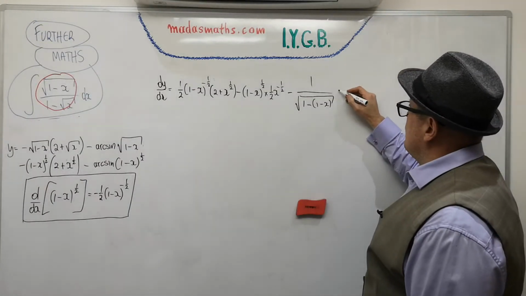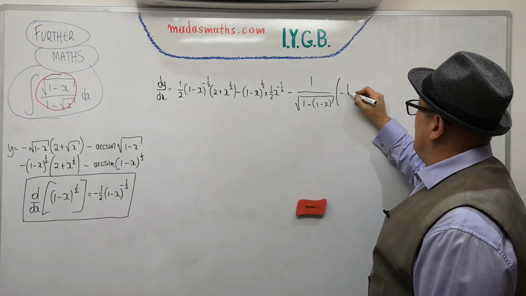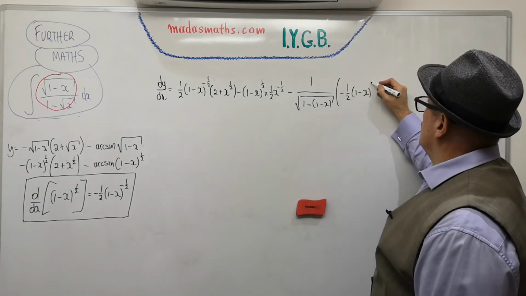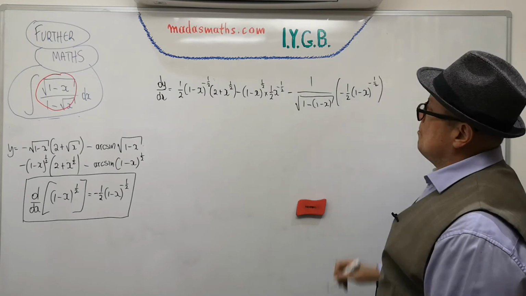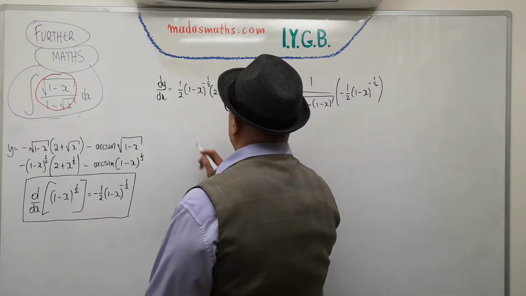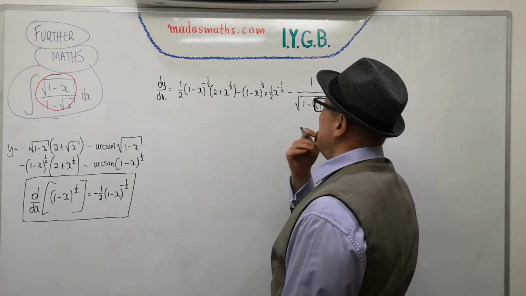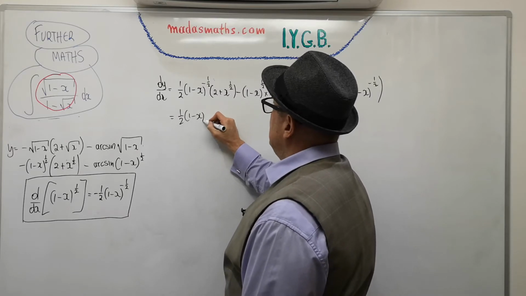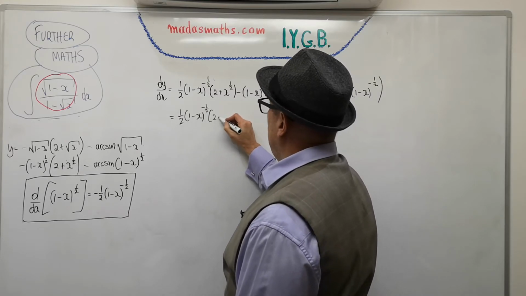Careful, because you're going to have to use a bracket. Minus a half, 1 minus x to the power of minus a half, close bracket. So now we need to do a few tidies. Okay, what can we do? Can we do anything for that one? Probably not. Let's leave it till I see the rest of the terms as well.